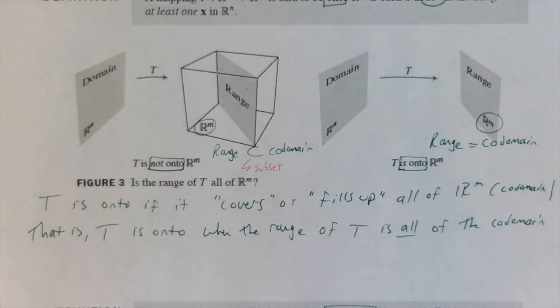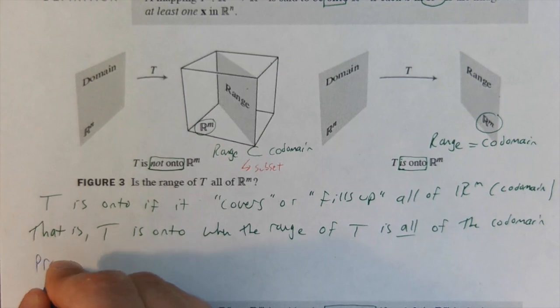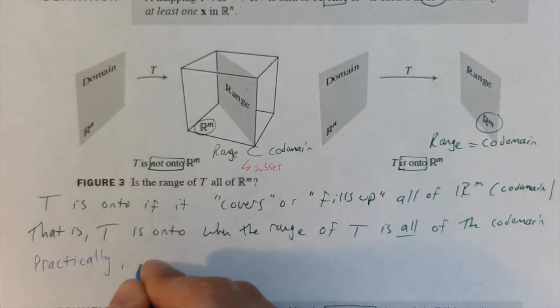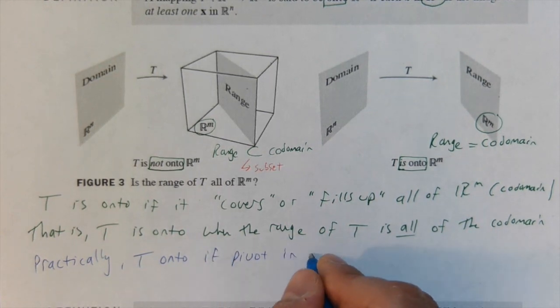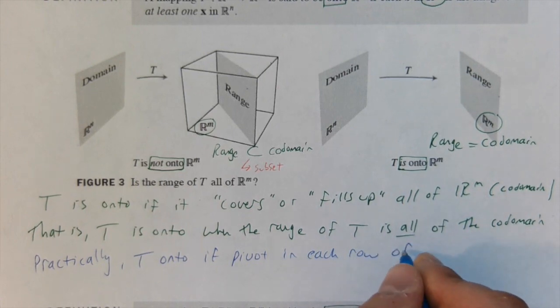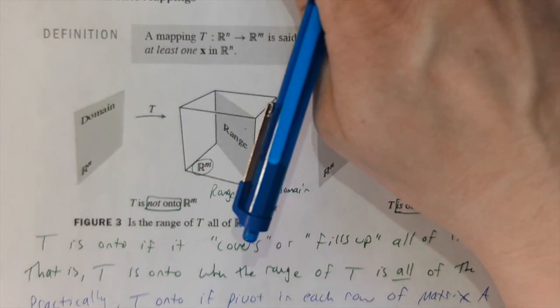So, sort of the way we test for this is, if we want everything to have a solution, which is in the codomain, which is the case here, we need to have a pivot in every row. And that's not going to be the case here. And so practically, T is going to be onto if there's a pivot in each row of the matrix representation of the transformation. And so that's how we test for onto if we have the matrix representation, is we row reduce the matrix and see if we have a pivot in every row. Okay, and we'll go into a little more detail about that on the next page.